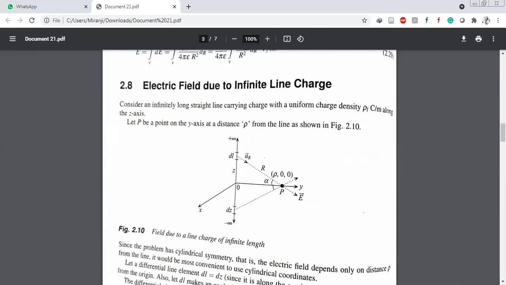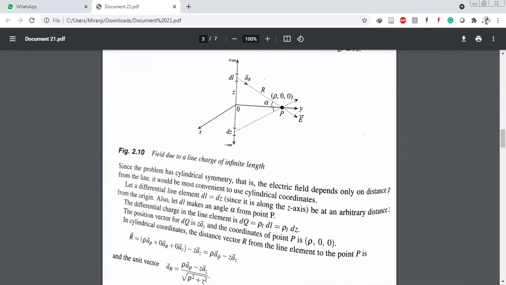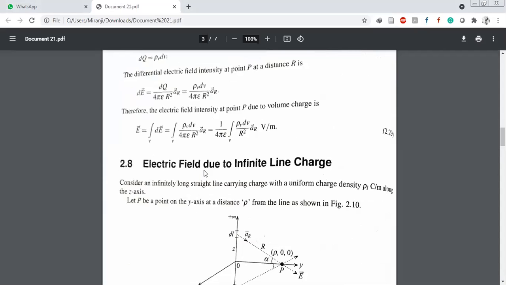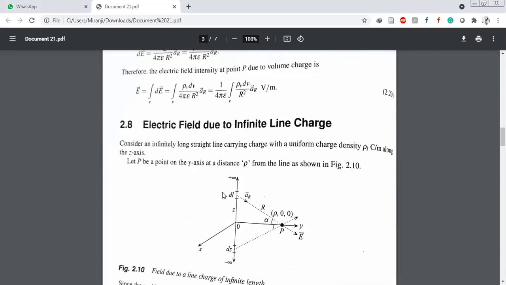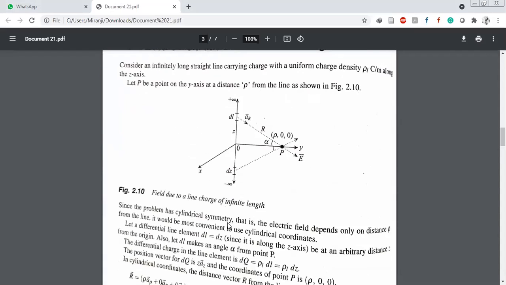Okay, next, electric field due to an infinite line charge. Okay, this is a very important derivation. Electric field intensity due to infinite line. Okay, what are we expecting from the definition or statement? Electric field intensity due to infinite line charge.